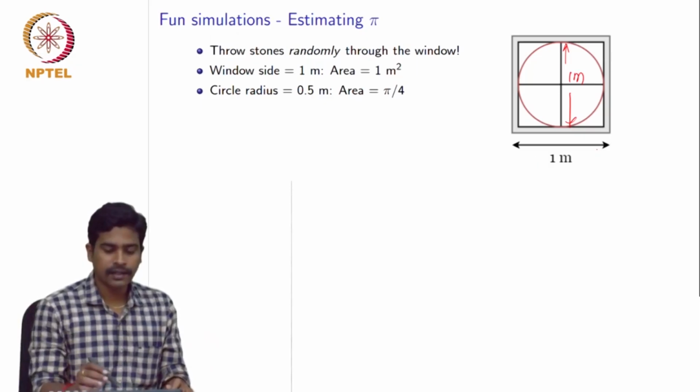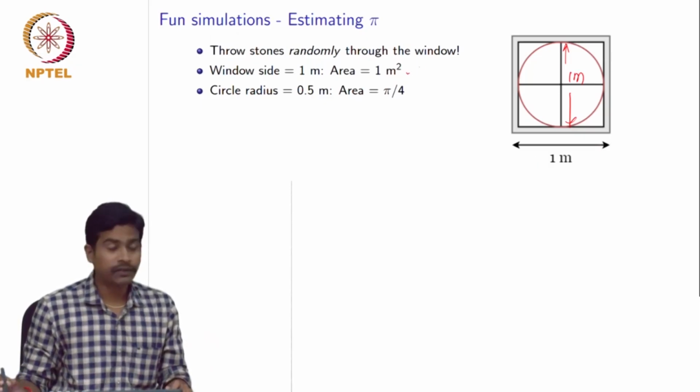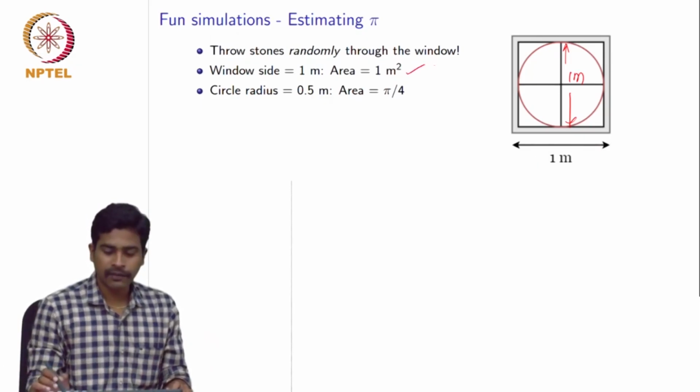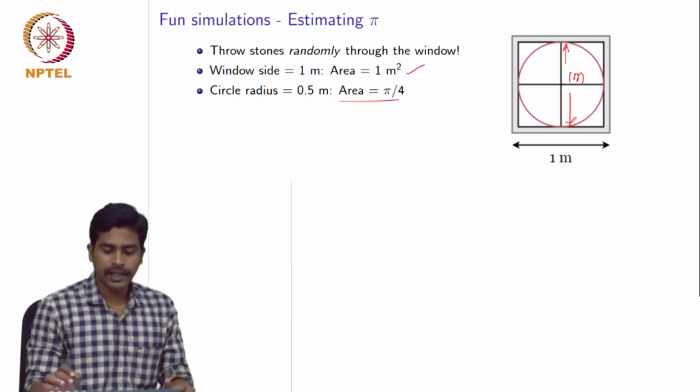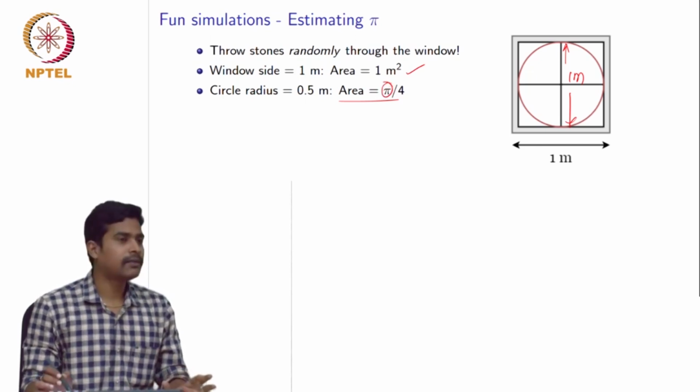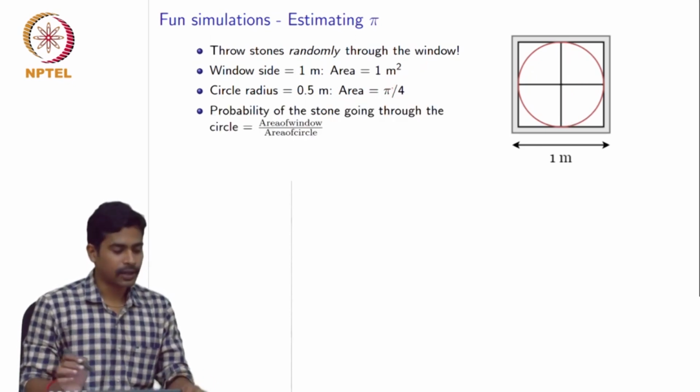Okay, so now let's see. As I said, the side of the window is 1 meter, so from that we can calculate the area of the window is 1 meter square, and the radius of the circle is 0.5 meters, or the diameter is 1 meter. So from this we can see the area of the circle is pi by 4, but we don't know what pi is. We want to see what pi is using the simulation.